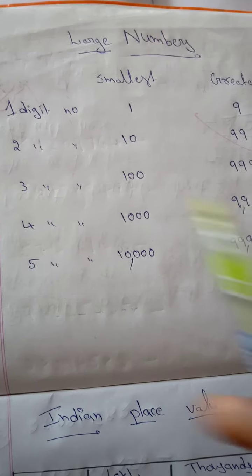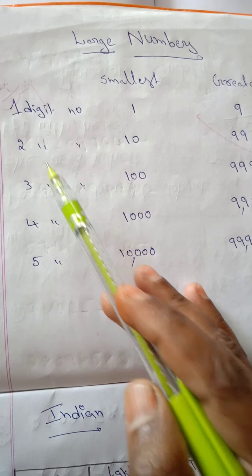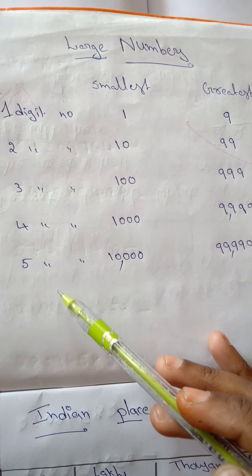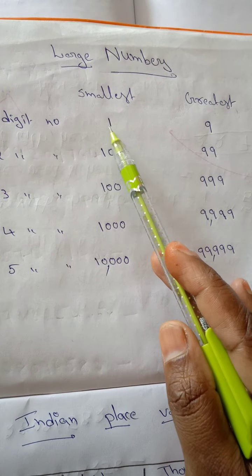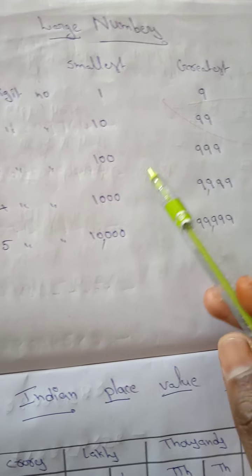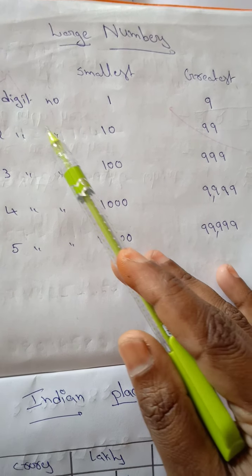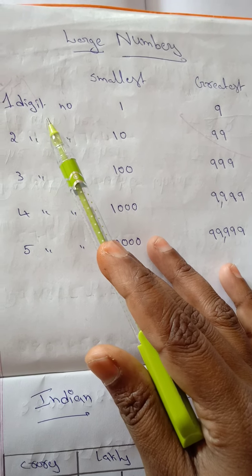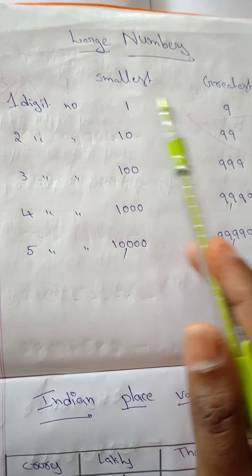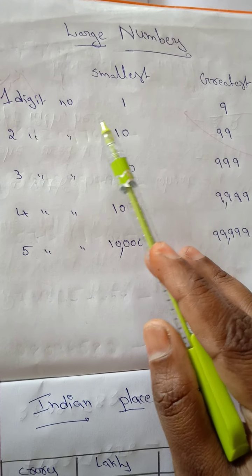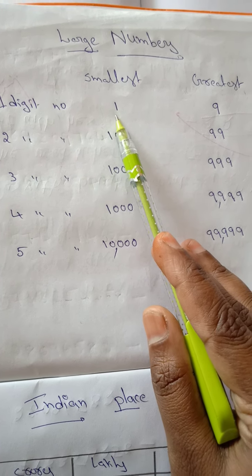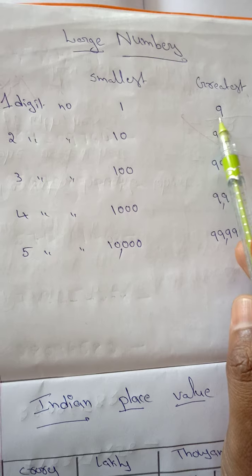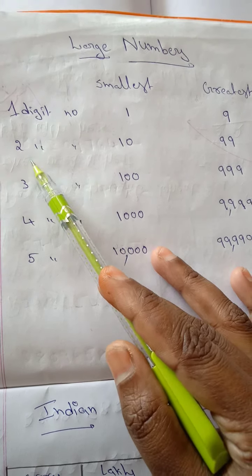So many numbers are there, right? 1-digit number, 2-digit number, 3-digit number, 4-digit number and 5-digit number. First, we have to know what is the smallest 1-digit number and what is the greatest 1-digit number. In a 1-digit number only a single digit will be there. So the smallest 1-digit number is 1, and the greatest 1-digit number is 9.